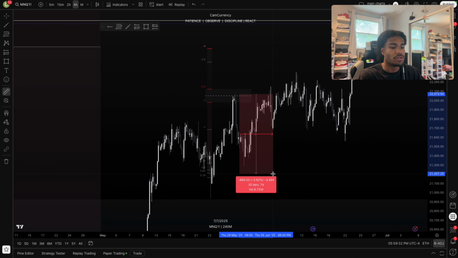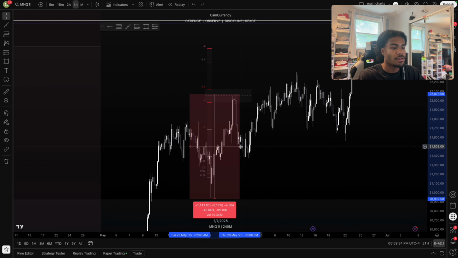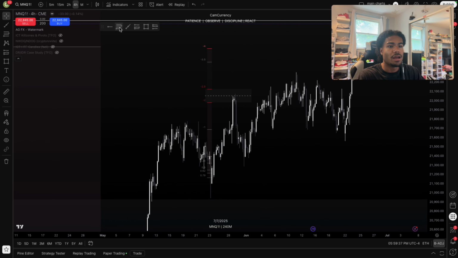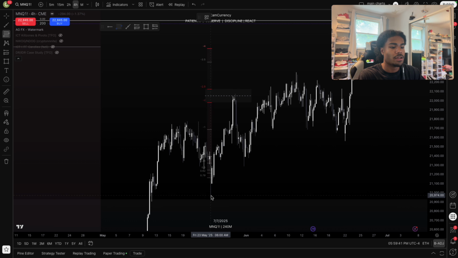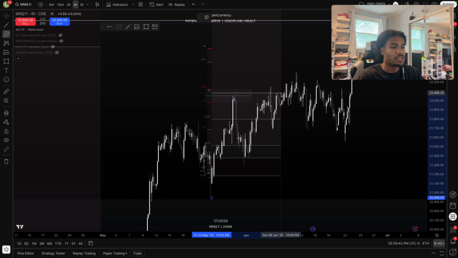And as you can see, we also rebalanced to 50% of this range. Looks like we did about 2 standard deviations of the range actually, and this is another way you can use it: using the projections to measure out ranges and measure out price legs.